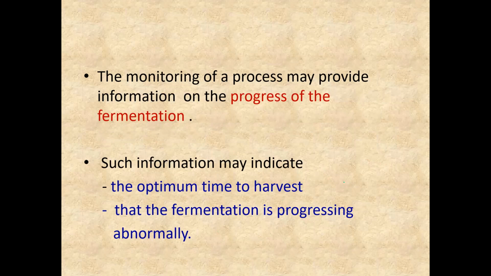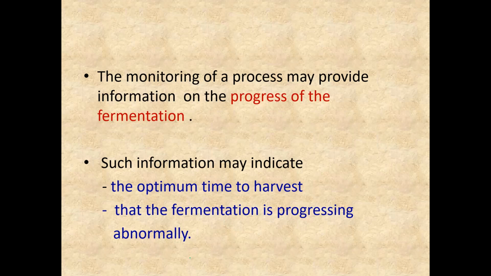So monitoring is very important, because if, let's say, I take the example of temperature, and temperature increases too much, if it keeps on increasing 35, 40, 45, 50, it may kill your organism, and then there's loss of fermentation. So monitoring is important, but it may also tell you the progress of the fermentation, and such information may indicate the optimum time to harvest, when to stop, and whether the fermentation is progressing abnormally and there is some contamination or strain degeneration. That also can be obtained by monitoring the process.